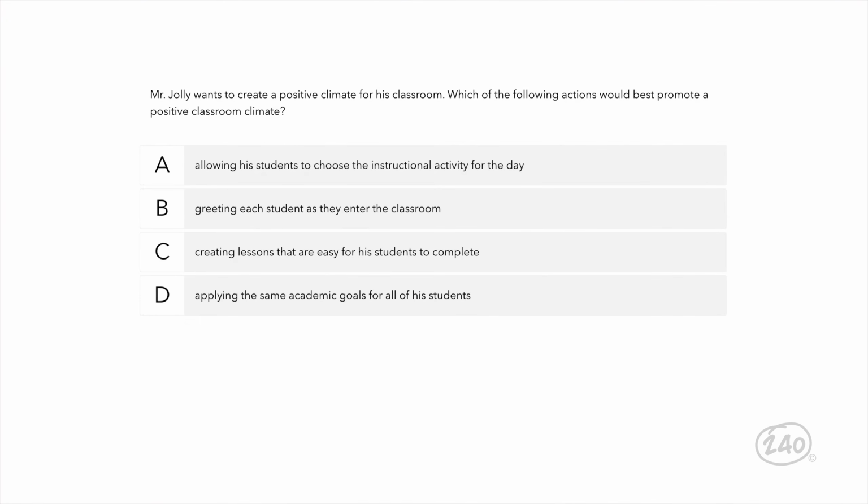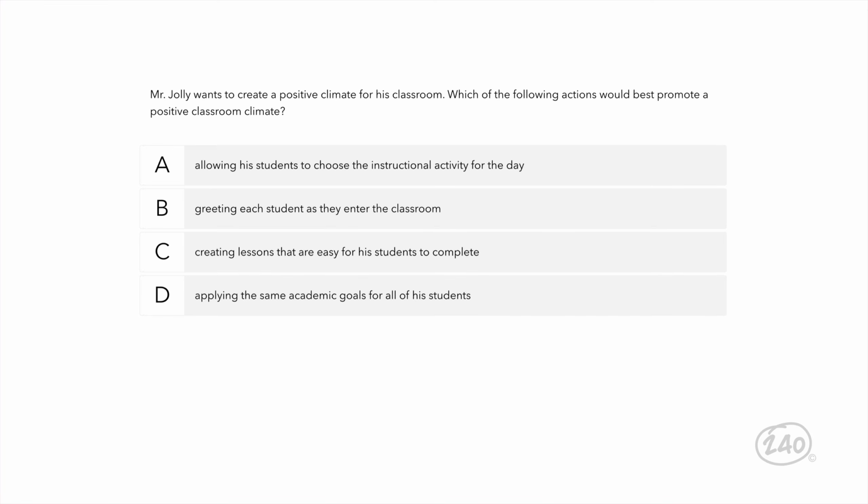That whole categorizing assessment types piece can be a bit confusing, but luckily, we break it all down for you in our study guides. Let's try some questions from Domain 2, positive and productive classrooms. How should Mr. Jolly create a positive classroom climate? One of the best ways to create a positive classroom is for students to feel that their teacher truly cares about them, which is best done through building relationships with each student individually.